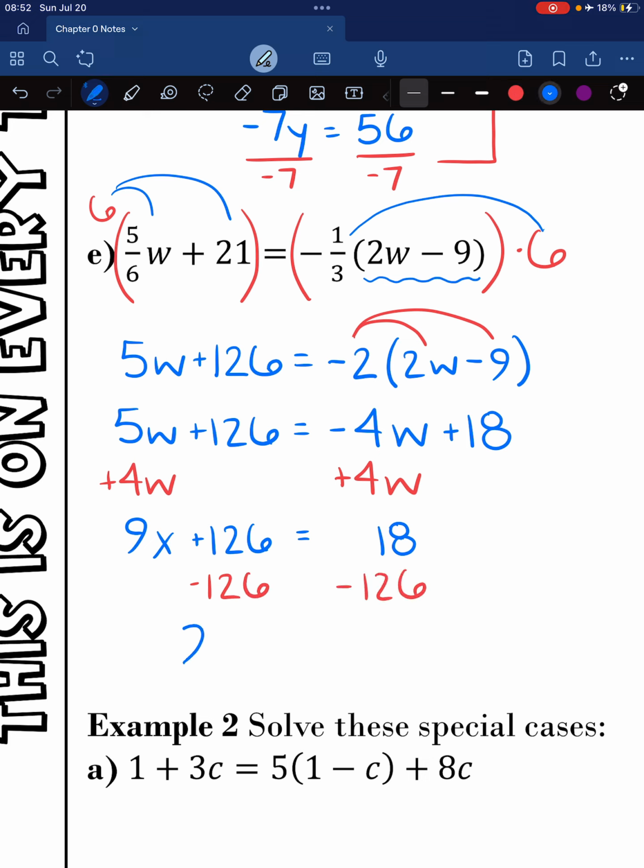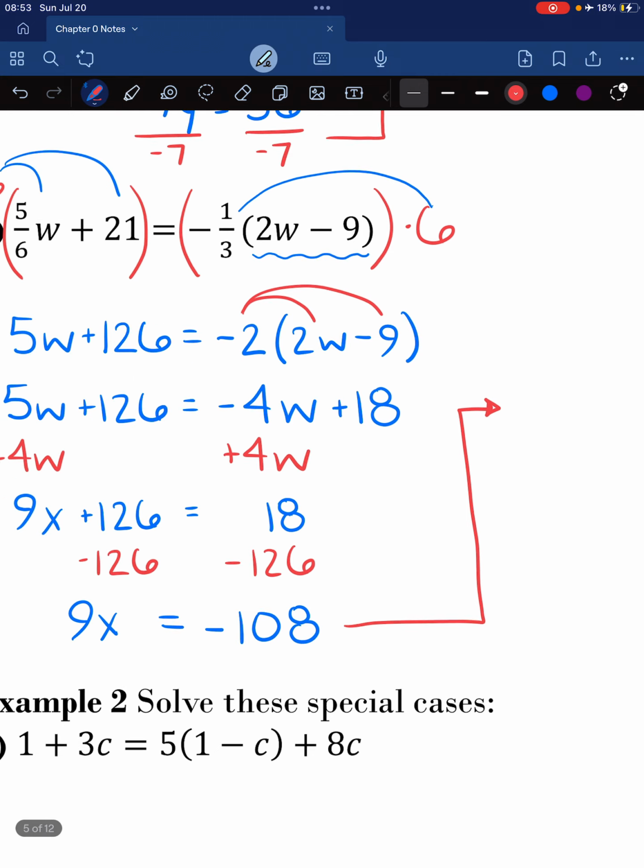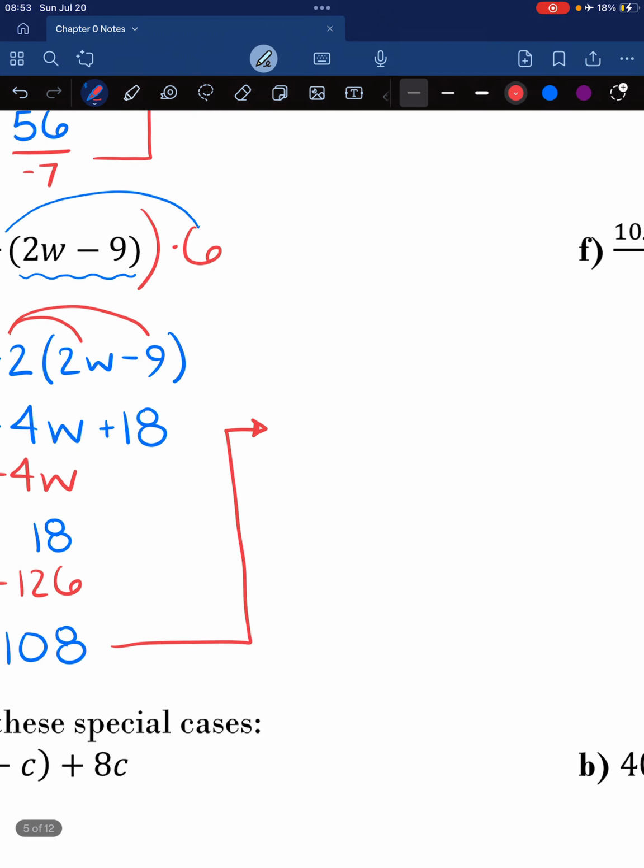Oh no, can she do this in her head? Let's see, 10 less than 126 is 116, minus another 8 is going to be 108, so that's negative 108, I believe. I am out of room, so I'm going to copy that down again. Make sure that, okay, positive 9x equals negative 108. Oops.